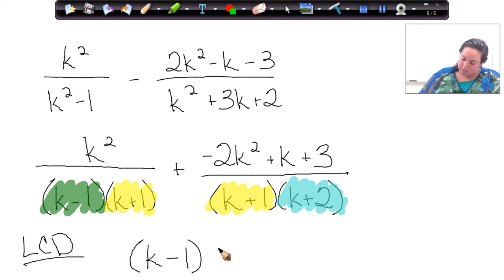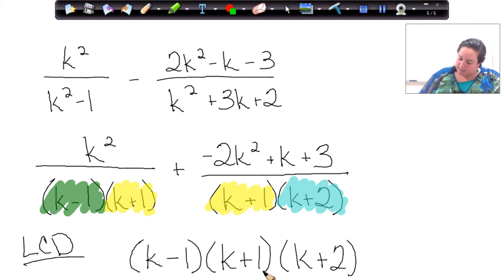The least common denominator is going to have all three of these parts: the k minus 1, the k plus 1, and the k plus 2. That way, this denominator can fit inside the new denominator here, and this denominator could fit inside the new denominator right here. So each denominator is included in this new bigger least common denominator. Let me rewrite this problem.